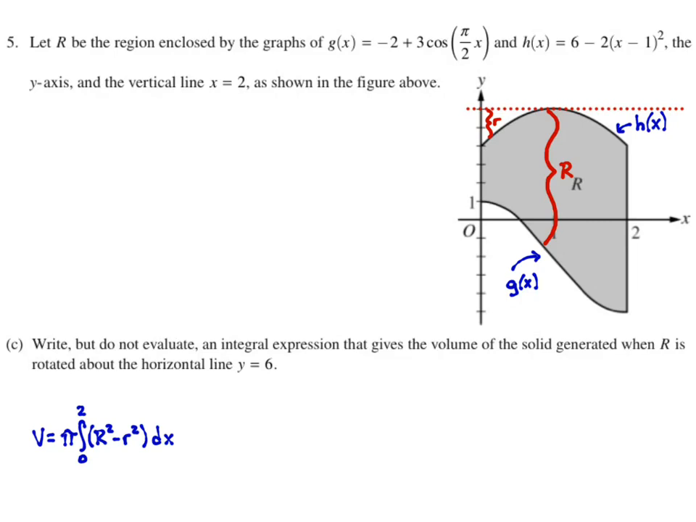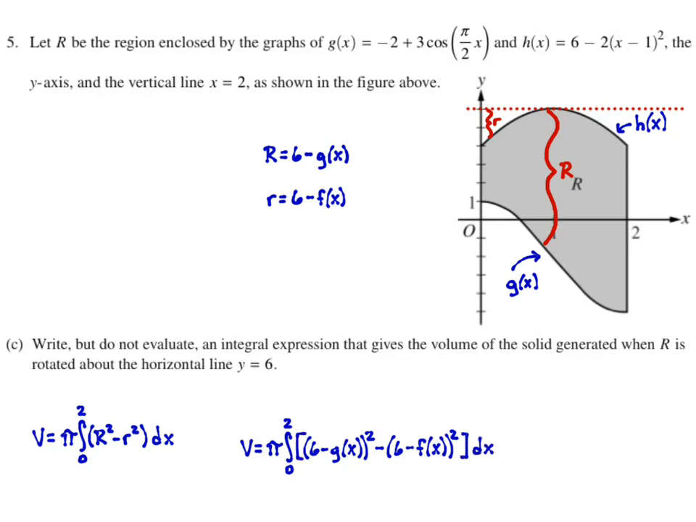So we need our equations for our radii. So big R is going to be 6 minus g of x, because remember, it's always the curve minus the axis or the axis minus the curve. In this case, it's the axis minus the curve because the axis is above. So it's 6 minus g of x, and our little r is going to be 6 minus f of x. And we can just plug those values into our integrand. And so we get 6 minus g of x squared, and then minus 6 minus f of x squared dx.